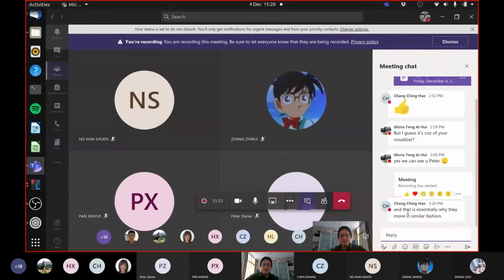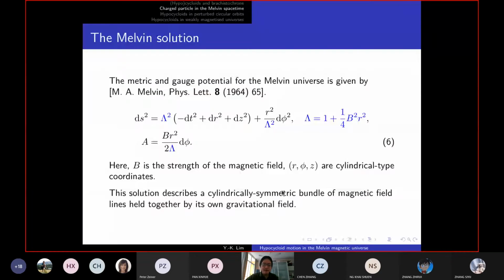Exactly, yes, correct. So that is what I was trying to drive at, right? So I have two forces, one magnetic force and one gravitational force. So this solution has only one parameter B, and if B goes to 0, lambda is 1, then we come back to the flat Minkowski space, right? So this is a pretty simple solution discovered by Melvin in 1964.